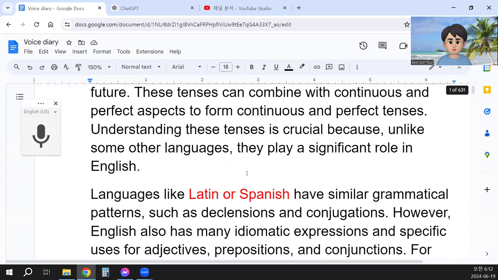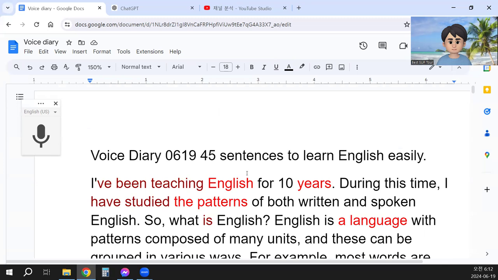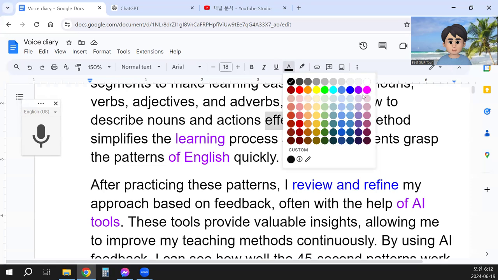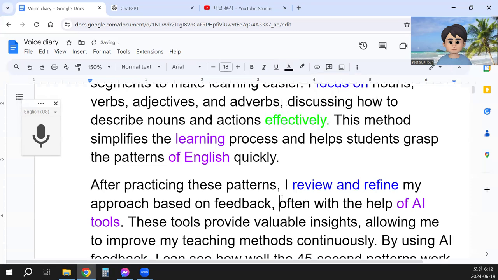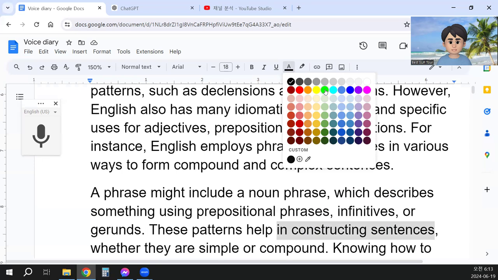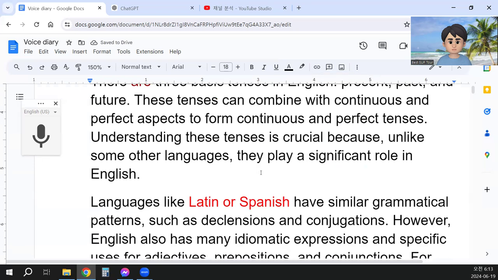I'll review about now, and then noun, tense, verb, and describing nouns, and adverbial form. For example, the action effectively: this is an adverbial form. And then in the sentence, in constructing sentences, this pattern helps in constructing sentences. These are adverbial forms.